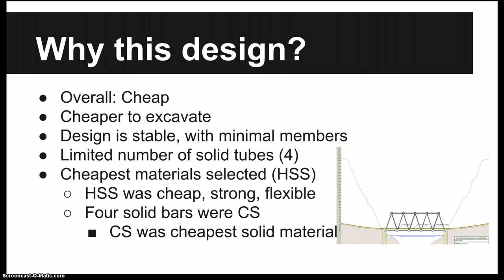My design is stable with minimal members. I limited the number of solid tubes because solid tubes were more expensive, but I needed some solid tubes because hollow tubes would not hold, and they were more expensive if I made the thickness too big. And I used my cheapest materials, HSS. Those were my hollow tubes, so I used HSS for my hollow tubes. They were cheap, strong, and flexible materials that balanced cost and strength. My four solid bars were CS because they were the cheapest solid metal and they held well and did the job for a low price.